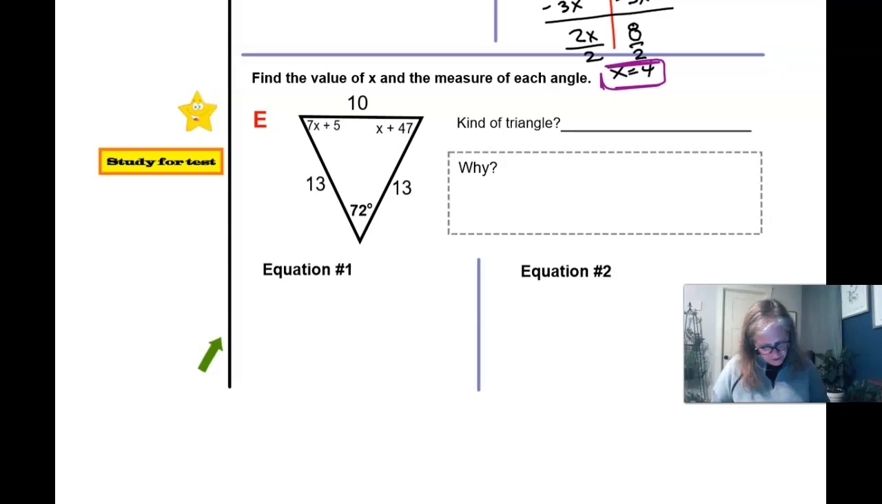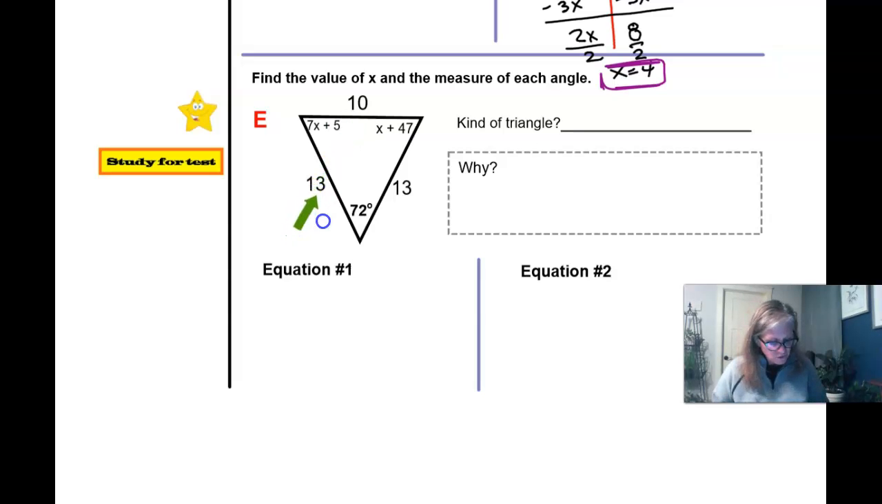So it says for this question, find the value of x and the measure of each angle. So in this question, the things that I notice are that I have these two sides that are 13, and I have this side over here that's 10. That tells me that this is actually an isosceles triangle, not an equilateral triangle.